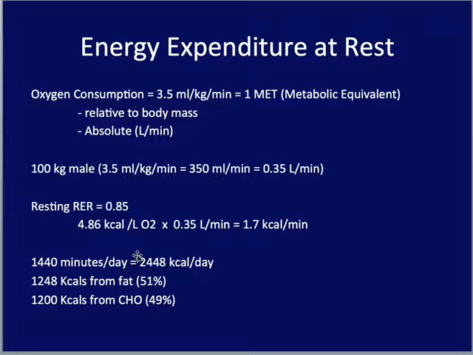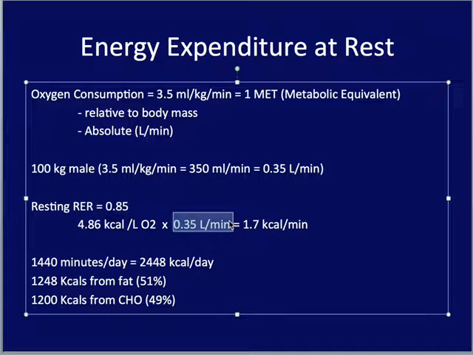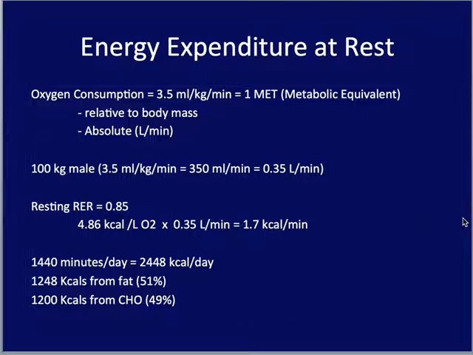And let's go to here. So that 4.86 kilocalories for every liter of oxygen used, and then this number right here is the oxygen that's utilized. Again, this is at rest. So 0.35 liters, and we multiply those. It's 1.7 kilocalories for every minute. And the liters disappeared because they multiplied out.